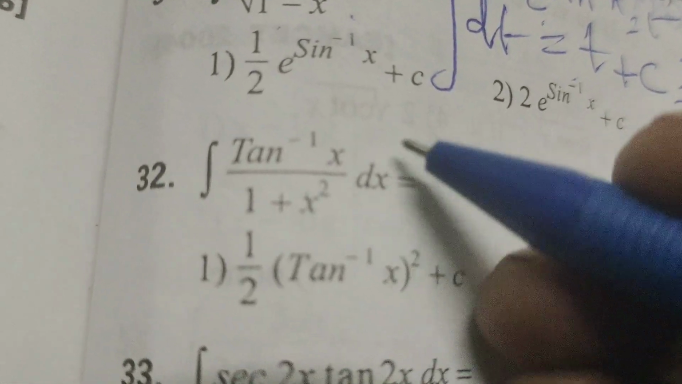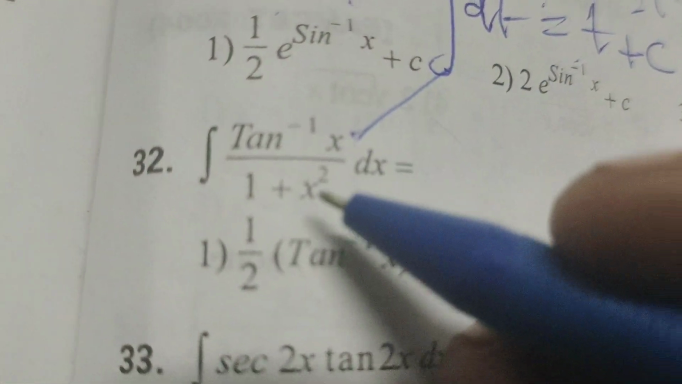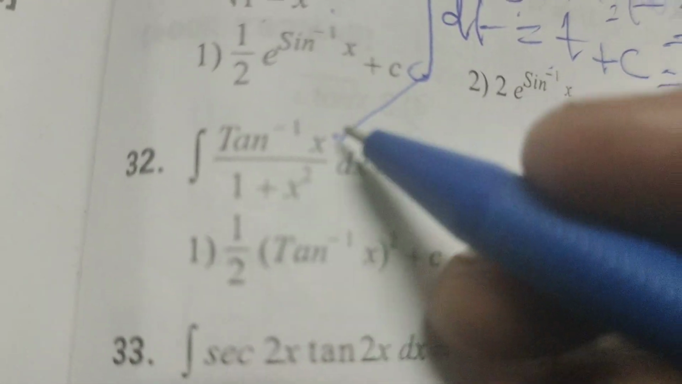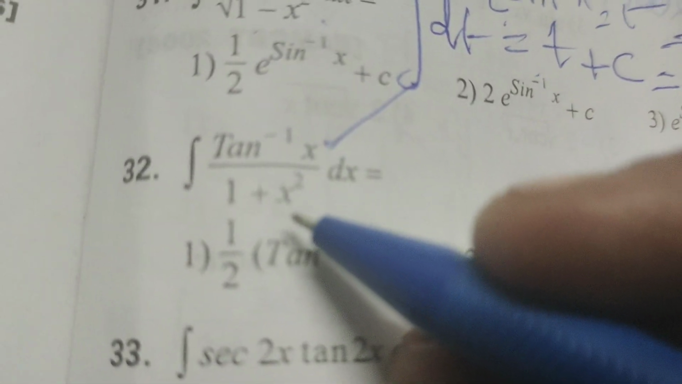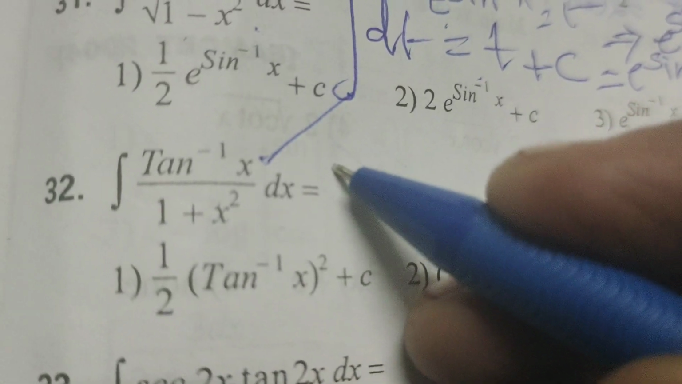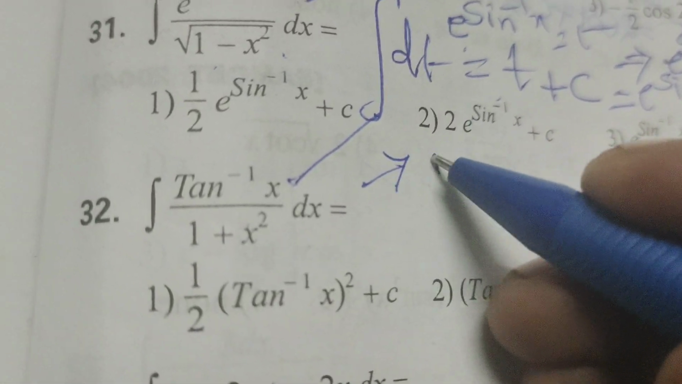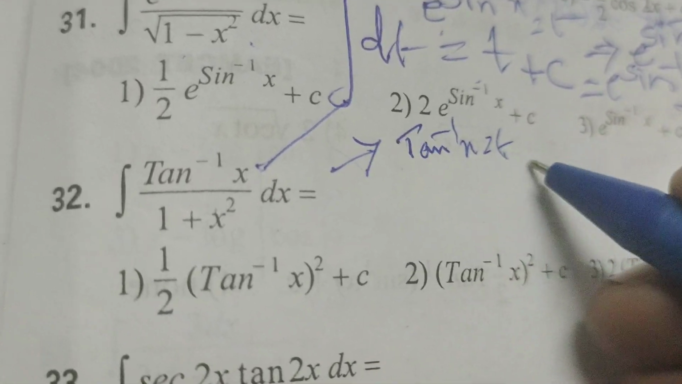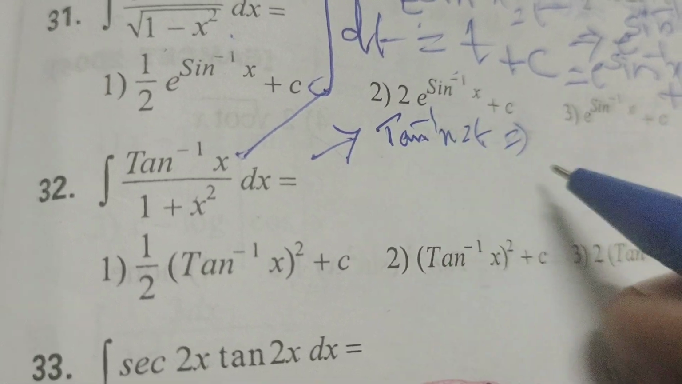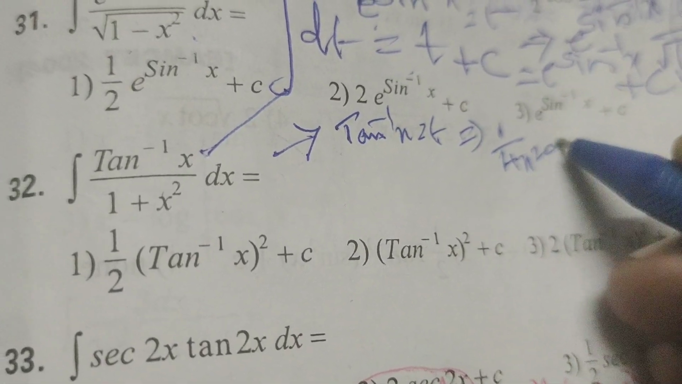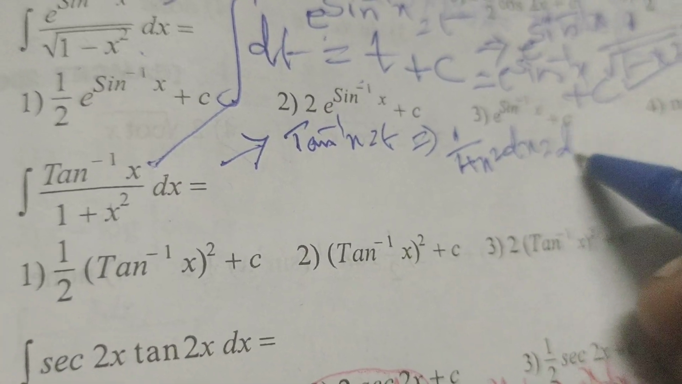This is Dr. Ethi. Today we are going to explain this integral problem: integral of tan inverse x by 1 plus x square dx. Using the substitution method, put tan inverse x equals t. Now differentiating this, 1 by 1 plus x square dx equals dt.